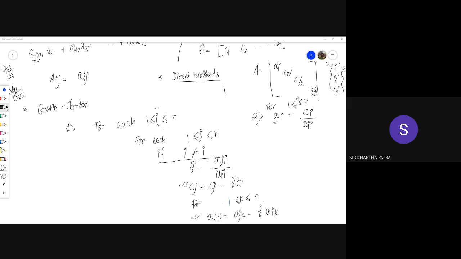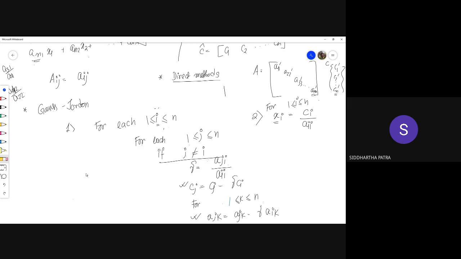That once you get the diagonal matrix, you can simply divide each term in the constant vector by the corresponding diagonal term and get the value of the variable. So it's like now your modified set of equations are something like this: a11 prime times x1 equals c1 prime, a22 prime times x2 equals c2 prime. All the other terms are 0. So you simply divide by the coefficients to get the values of the variables. Okay.